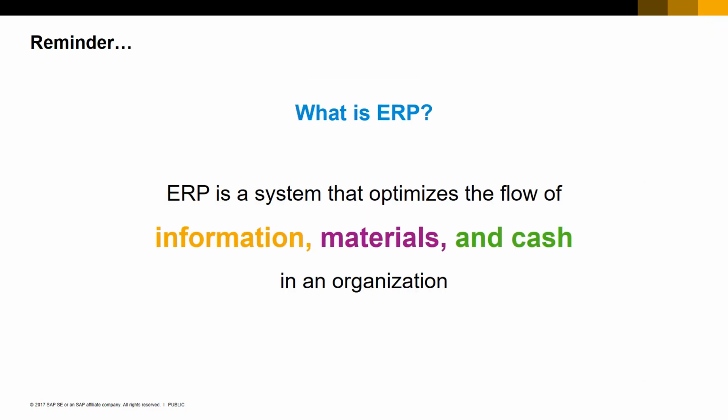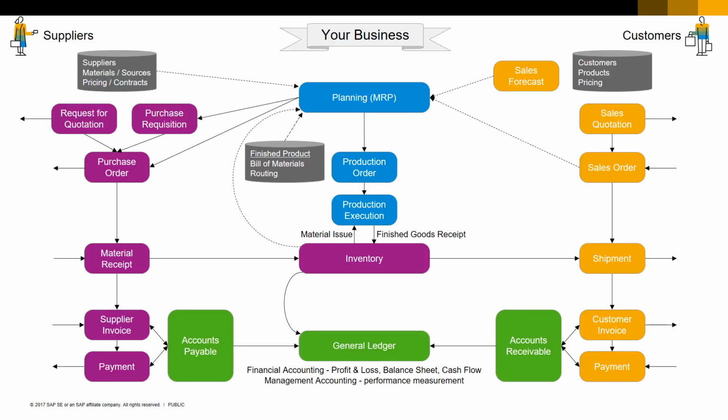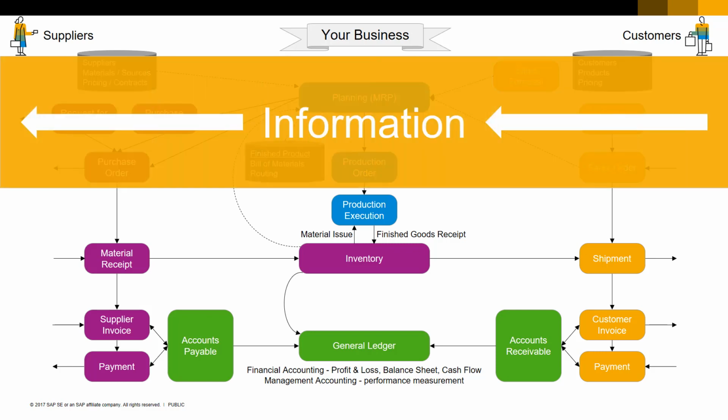Let's circle back for a moment. We said that ERP is a system that optimizes the flow of information, materials, and cash in an organization. So where do we see these things on our diagram? If you look at the top third of the diagram, you'll see orders, sales orders, production orders, and purchase orders. An order is simply information, or as some people call it, a demand signal. Demand signal information flows upstream, from customers to your business to suppliers, and ERP systems are designed to optimize the flow of that information.